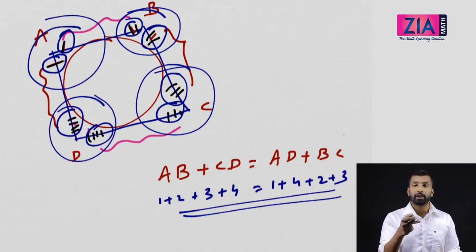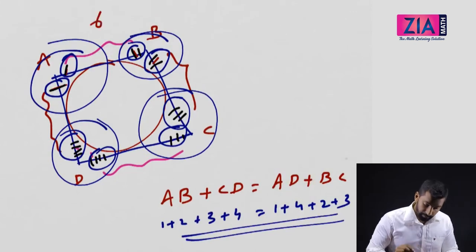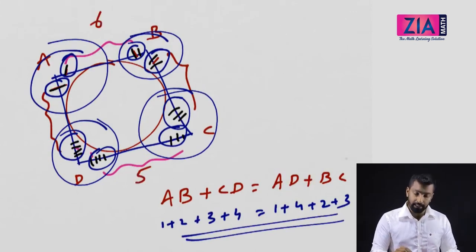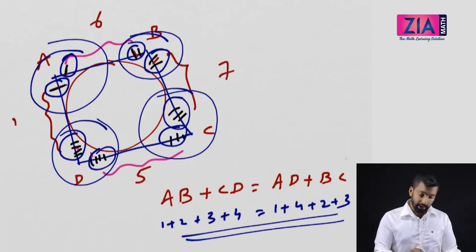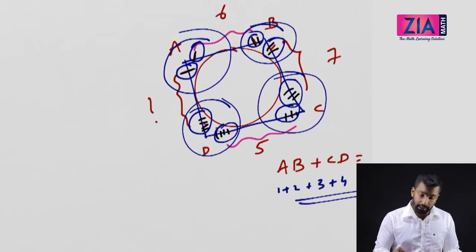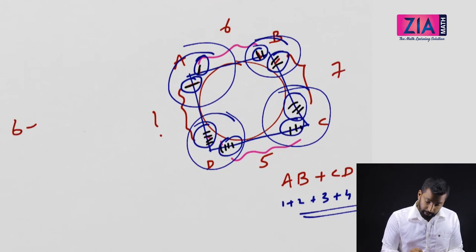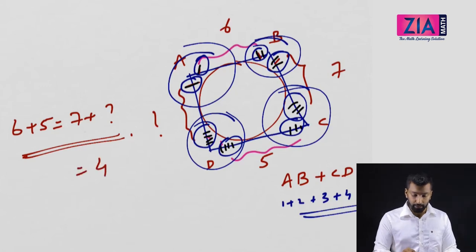And you won't believe if I give you a question which was asked in CAT. See, this side was 6, this side was 5, this side was 9. Or let me put it as 7. So these three sides are given and I am asking you this side. So effectively what I am actually asking you is 6 plus 5 is equal to 7 plus what? This is the question. Answer you will get in seconds, that is 4.